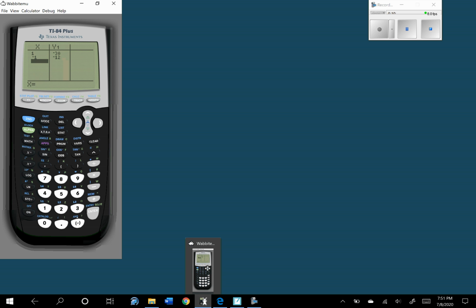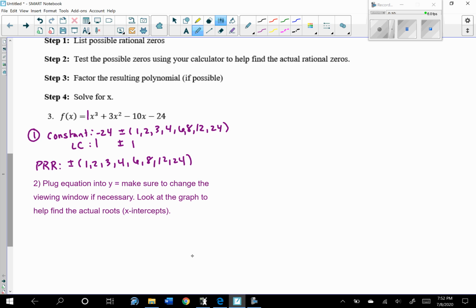But when I plug in negative 2 or negative 4 or 3, those all give me zeros, which means they're the solutions. So the actual roots are x equals negative 2, negative 4, and 3. And again, I use the second trace and then number 1, which is the value, to help me with that. That doesn't always happen, that you're going to get the actual roots from the whole list, and we'll talk about that a little bit later.